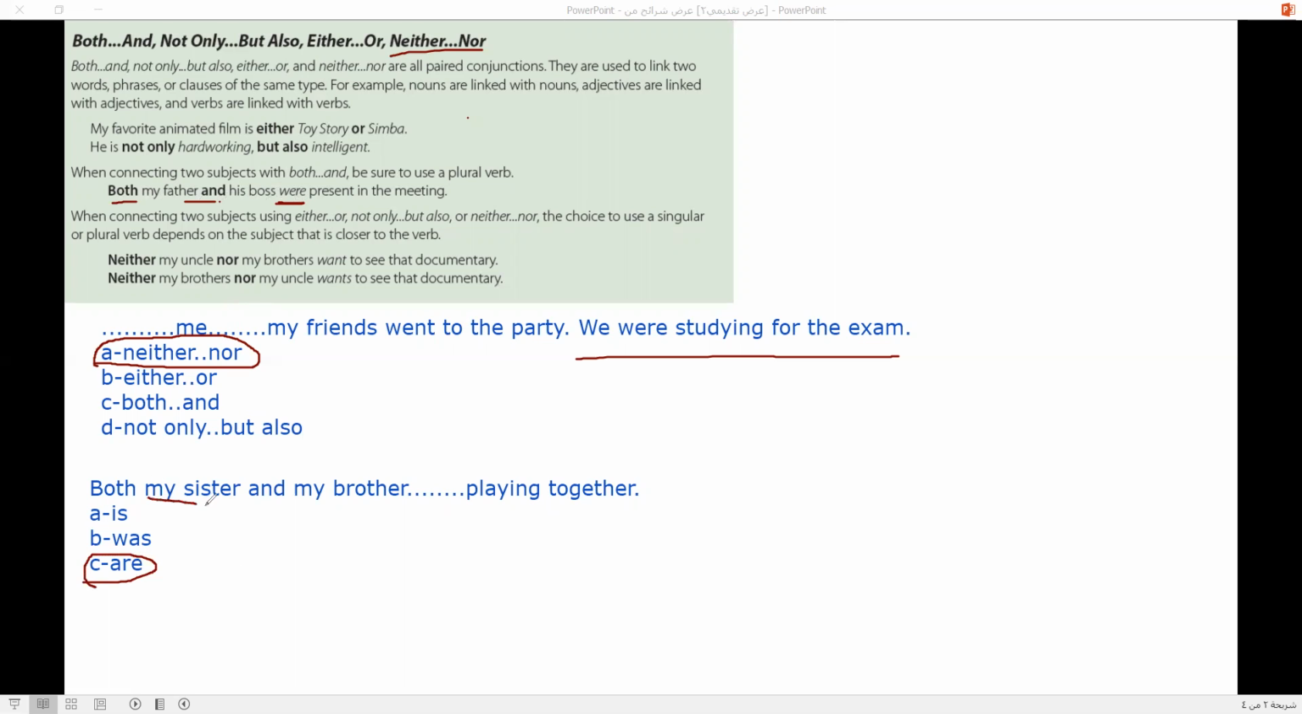The same thing. I have two people, then I'm going to use are. I cannot use is. I cannot use was. Because with both and, I must choose the plural verb. I write the verb in the plural form. You think it's easy? Simple? This is how it's going to be in the exam.